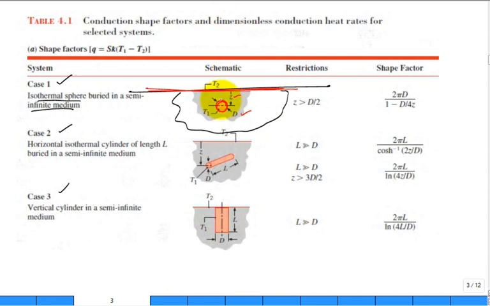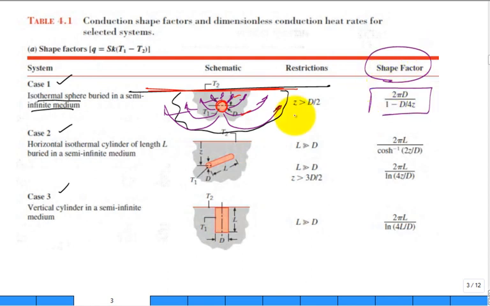So what does the flow of heat look like? Well, it looks like this. It's flowing that way, and like that. And you say, well, I could solve this conduction problem if somebody gave me the shape factor. There it is, as long as you have some restrictions satisfied. Some graduate student, probably 100 years ago, worked this out and tabulated it. Here's one for an isothermal cylinder buried in a semi-infinite material. Here's one, a vertical cylinder in semi-infinite material. There's a bunch of these cases, and you can see more in other textbooks.